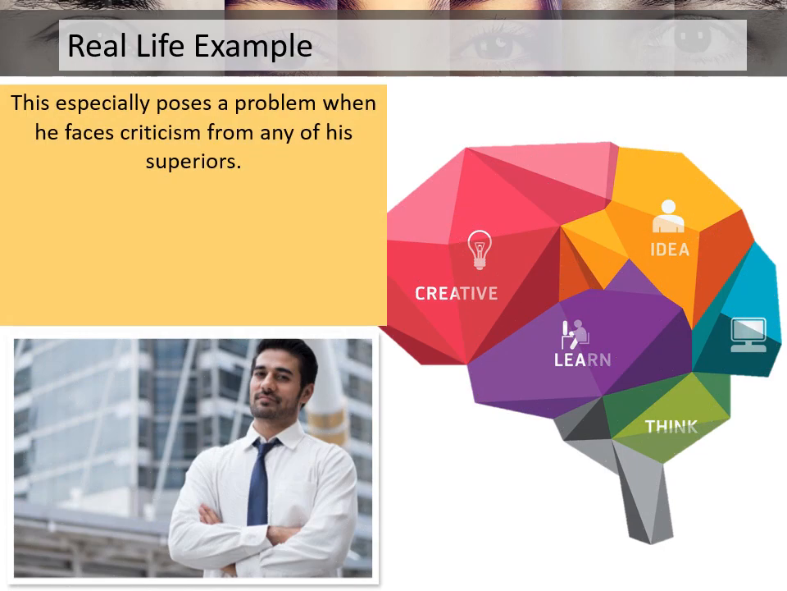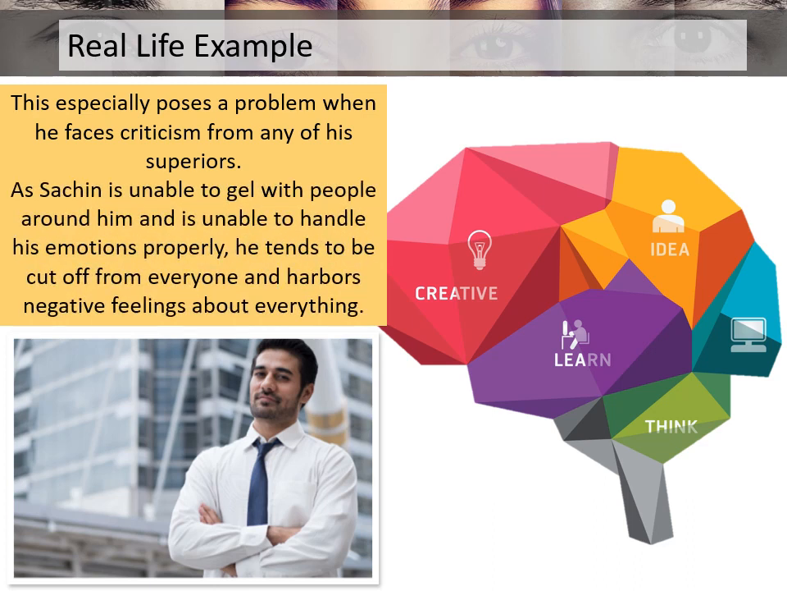This especially poses a problem when he faces criticisms from any of his superiors. As Sachin is unable to gel with people around him and is unable to handle his emotions properly, he tends to be cut off from everyone and harbors negative feelings about everything.